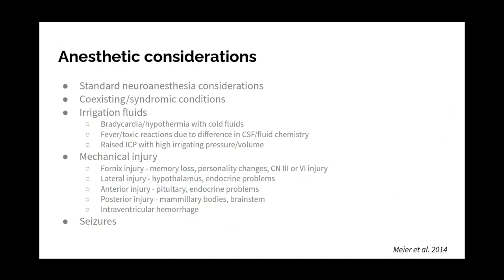The anesthetic considerations for these procedures are fairly standard neuroanesthesia considerations. Oftentimes in the pediatric population, you have other coexisting or syndromic features that warrant further investigation. Specifically with the irrigation fluids within the third ventricle, there's been reports of bradycardia and hypothermia that occur quite quickly, with febrile reactions as a result of the sudden change in the difference in fluid versus CSF chemistry, and then raised ICP with high irrigating pressure or volume.